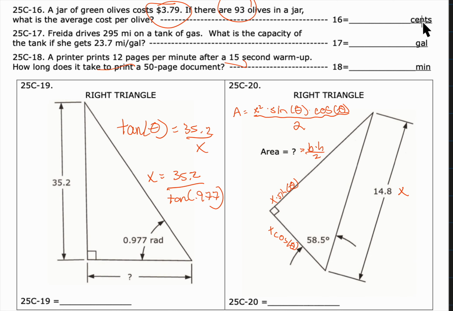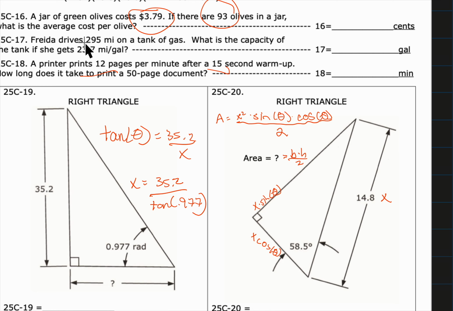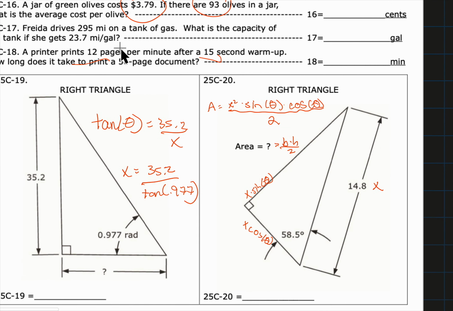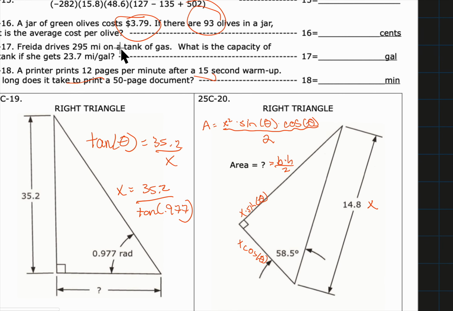17. Frida drives 295 miles on a tank of gas. What is the capacity of the tank if she gets 23.7 miles per gallon? So in this case, we're going to take the two quantities and divide them, right? So 295 divided by 23.7 should give us the result there.